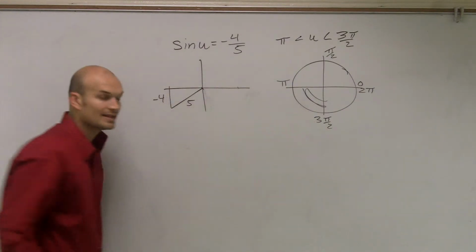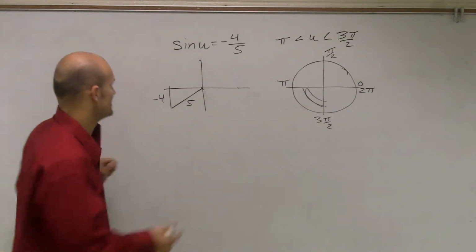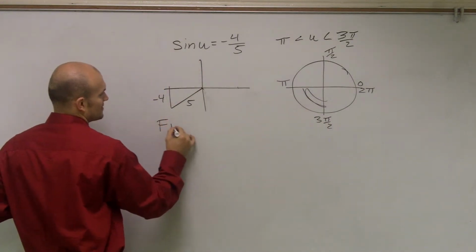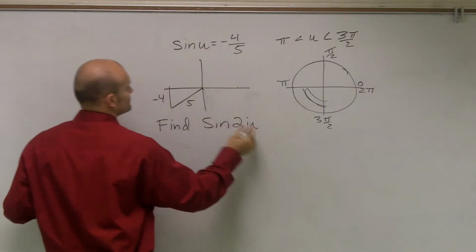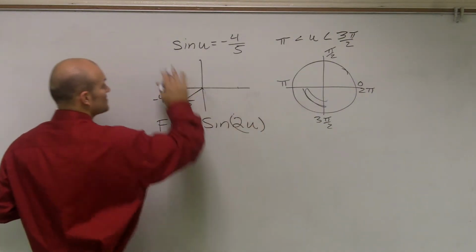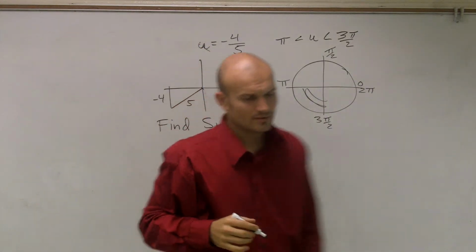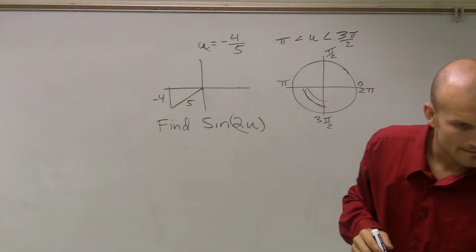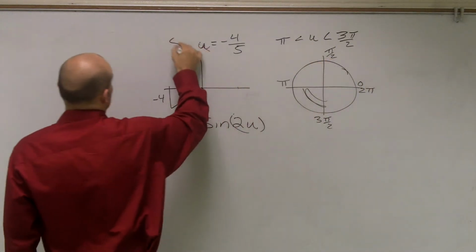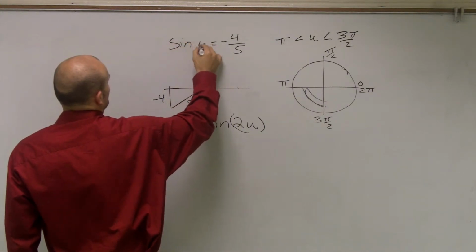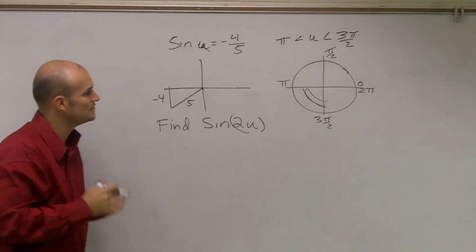Now the next thing we need to do is find the sine. They want us to find, I apologize, I didn't write up the problem. It says find the sine of 2u. I put a dot there for some reason. What exactly does it say? Oh, yeah, okay. So it says the sine of my angle u is -4 over 5. It says find the sine of 2u.